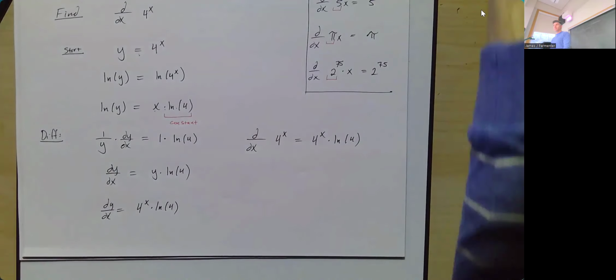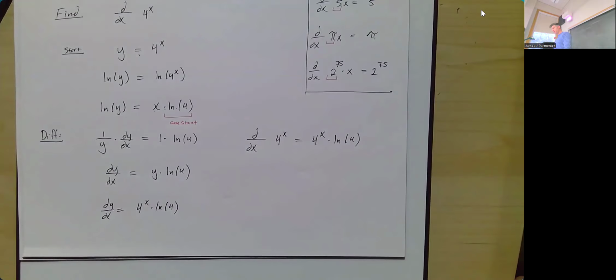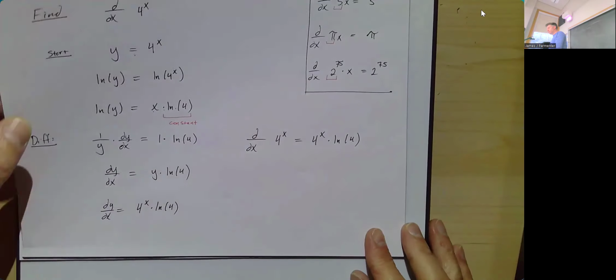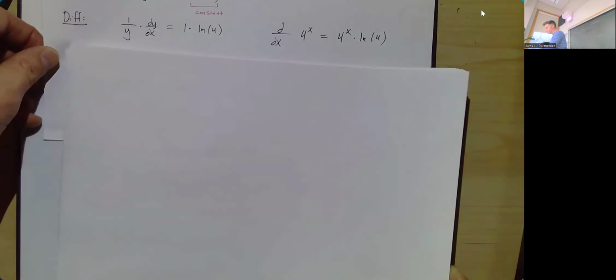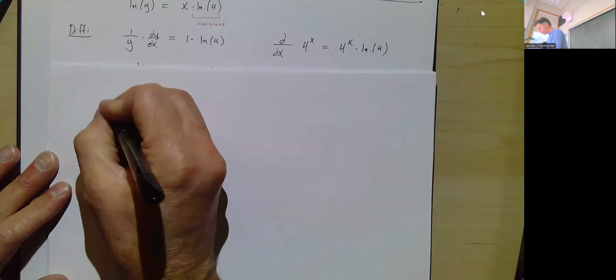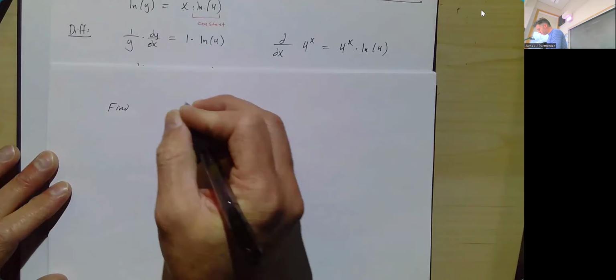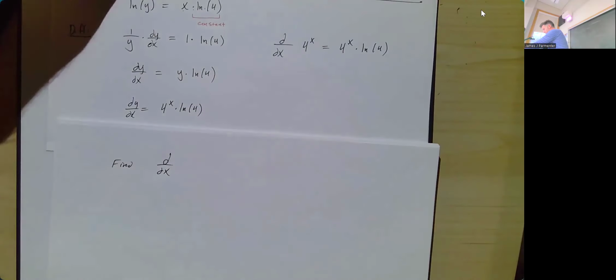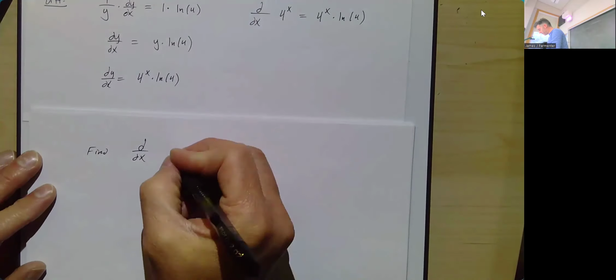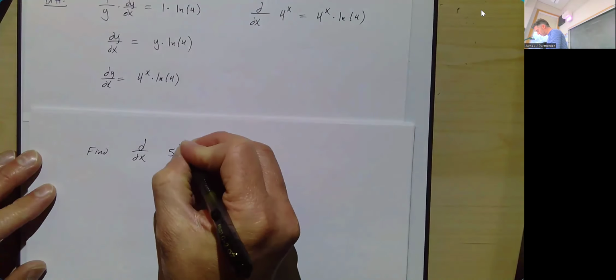Let's look at a couple more examples. So let's make it a little bit more complicated. Let's say I want to find the derivative of... I'm covering things up here. Apologies. So I want to find the derivative of 5 to the x cubed.